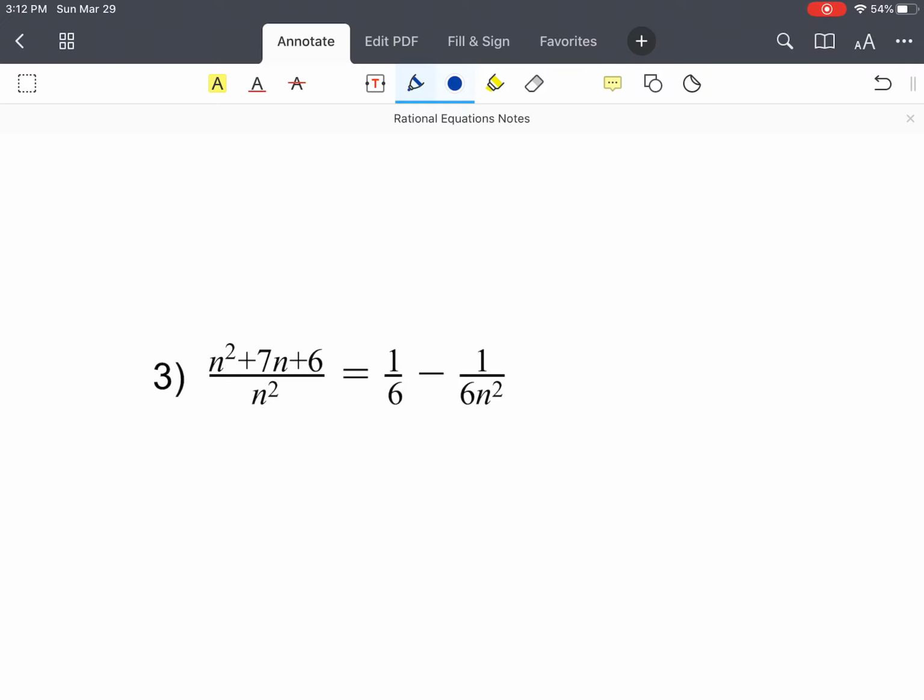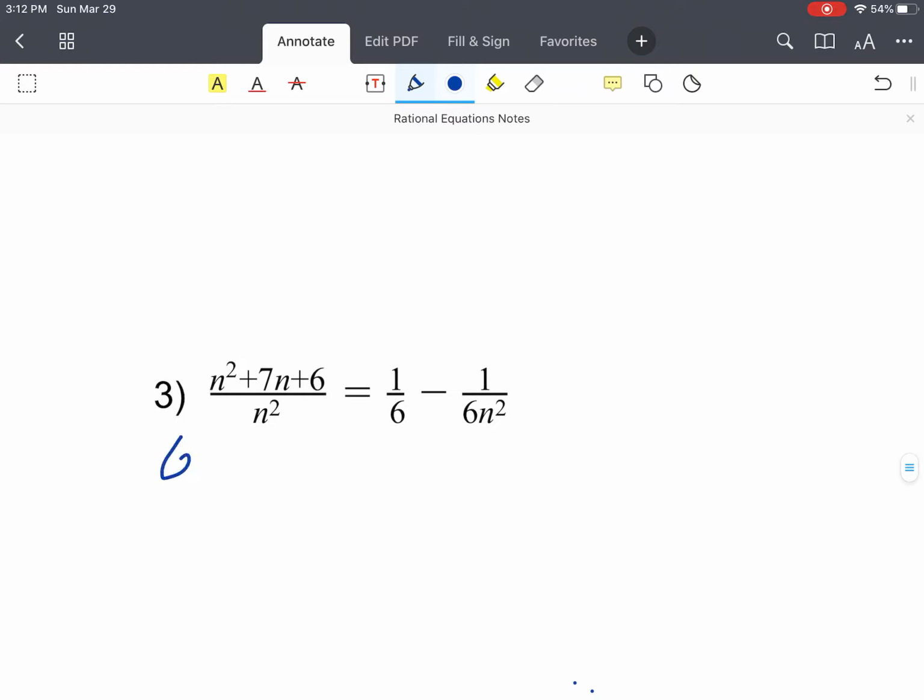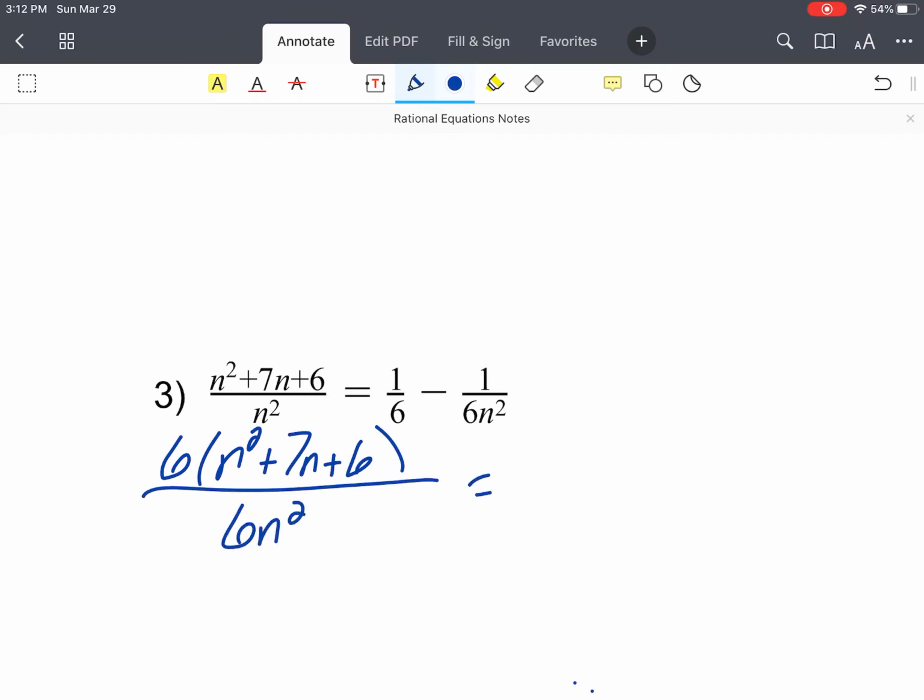Over here, hopefully it's obvious by now what you're trying to do. You're trying to get a common denominator and then see what happens. Our common denominator in this case is going to be 6n squared. So this first one needs to be multiplied by 6. That's going to be 6 times n squared plus 7n plus 6 all over 6n squared.